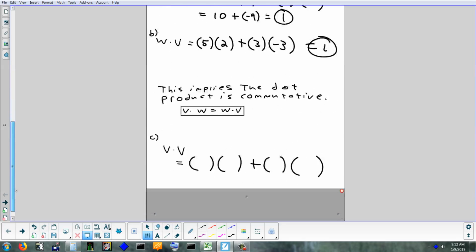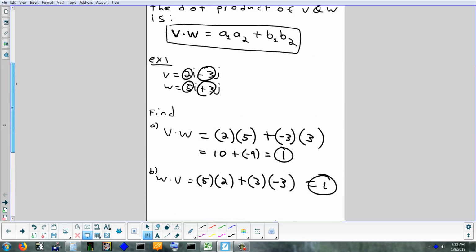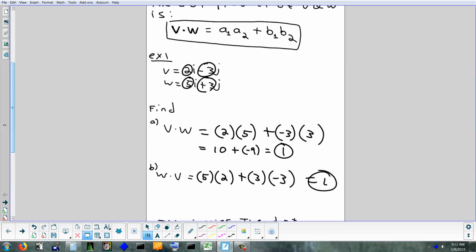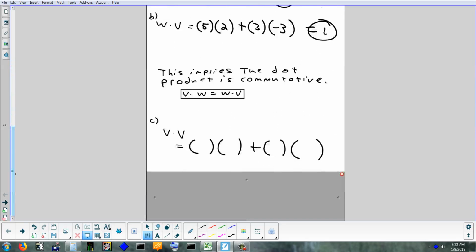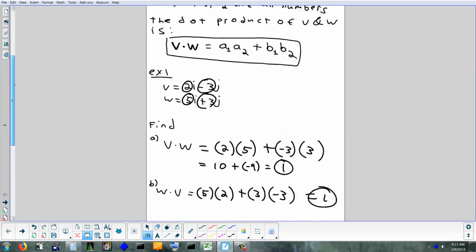All right, so when I do V dot V, what am I going to fill in the first set of parentheses? 2 times 2. And then -3 times -3. 2 times 2, -3 times -3. So we get 13. Where did the 2 and the -3 come from? It's just like they're the same vector twice. So it's a 2 and a 2 and a -3 and a -3.